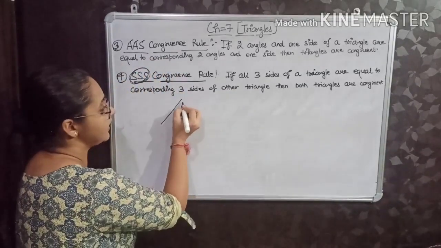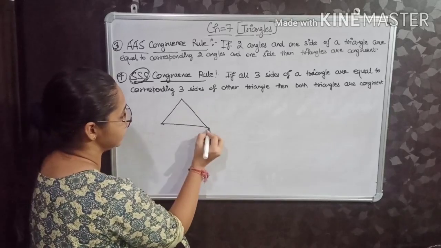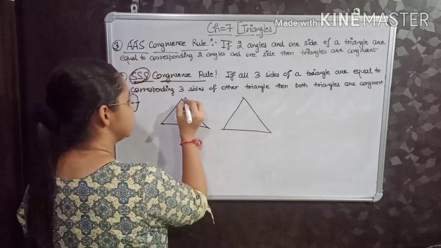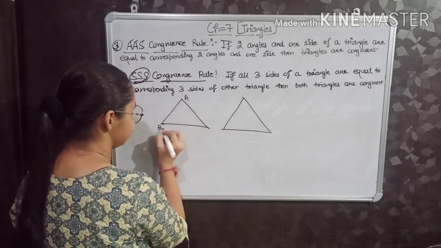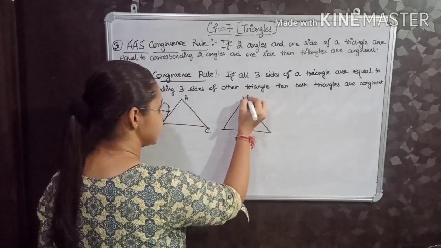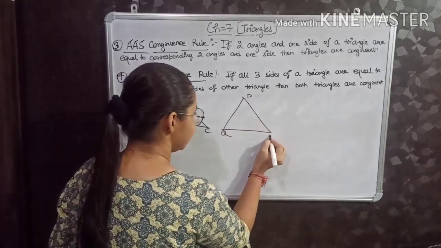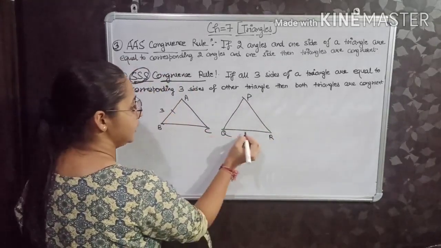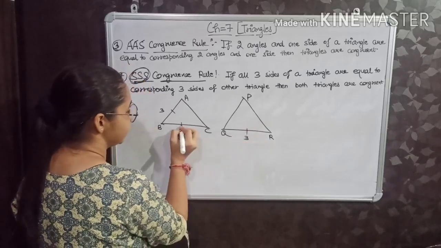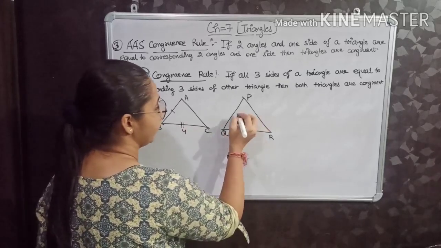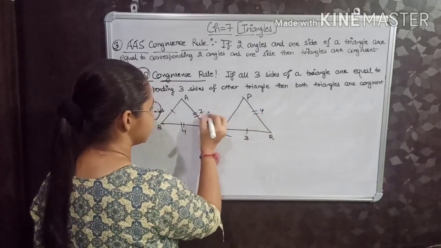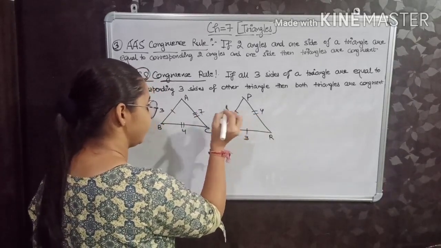This is a very simple statement, or a very simple rule. Take triangles ABC and PQR. Now, if AB is equal to 3, QR is equal to 3, BC is equal to 4, and this is equal to 4, and this is equal to 7, and this is equal to 7.